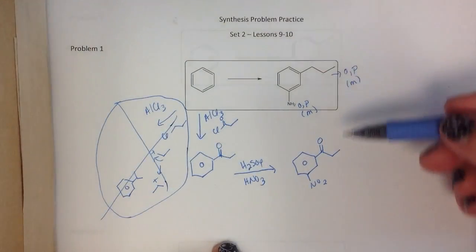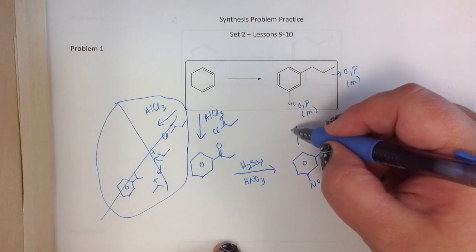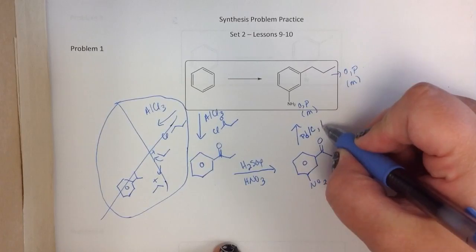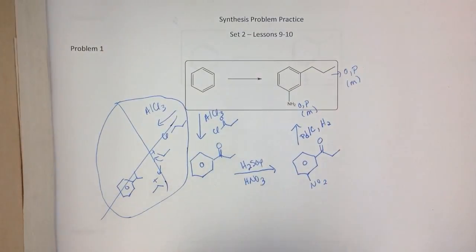And then wow, I can actually go straight from here to here all at once simply by adding palladium on carbon and H2, because that's a very strong reduction agent. And bam, we're done.